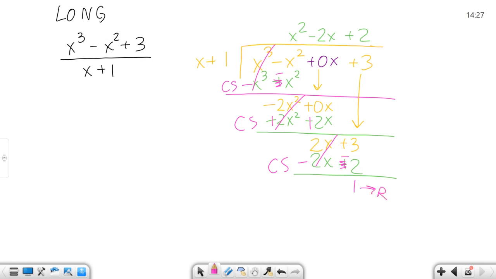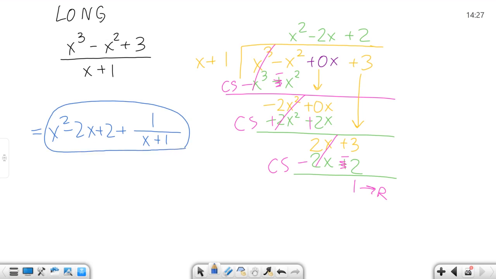So my final answer here is going to be this, and then my remainder over this, right? So we have x squared minus 2x plus 2 plus 1 over x plus 1. So again, the placeholder when you have one that is not there.